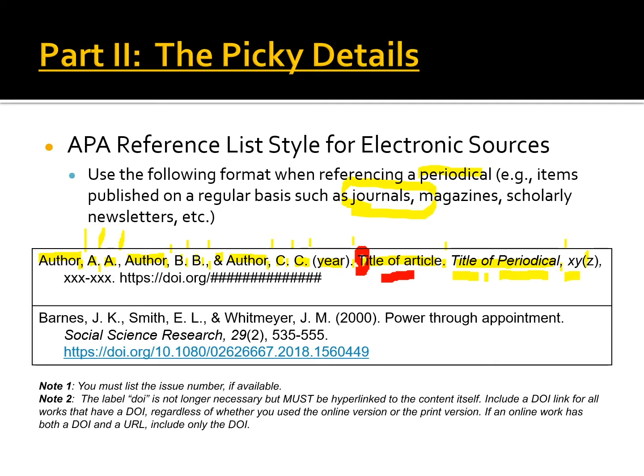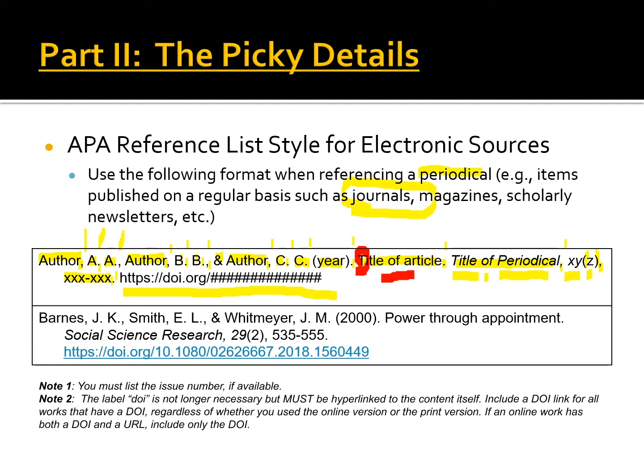Follow this by a comma, space, the volume number, notice that the volume is italicized, then hugging up close and tight is a bracket, which then separates the volume from the issue number. Notice that the issue number is not italicized. Close that bracket and then a comma. Then we have the page numbers separated by a dash. Notice there's no space between that. And then the period, then the space, and then the hyperlinked DOI content.